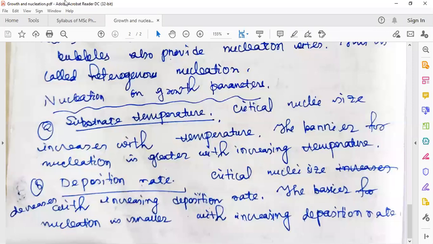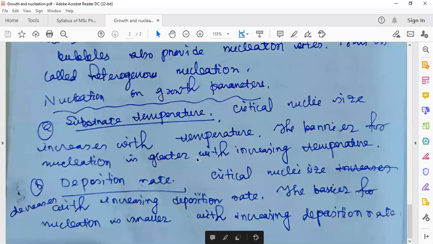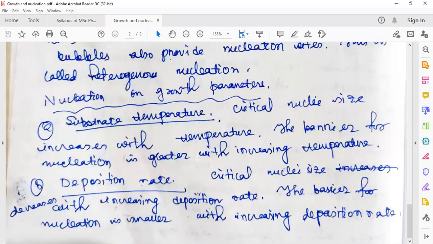Now deposition rate. Critical nucleus size decreases. Earlier I wrote increases, but now the critical nucleus size decreases with increasing deposition rate. The barrier for nucleation is smaller with increasing deposition rate.